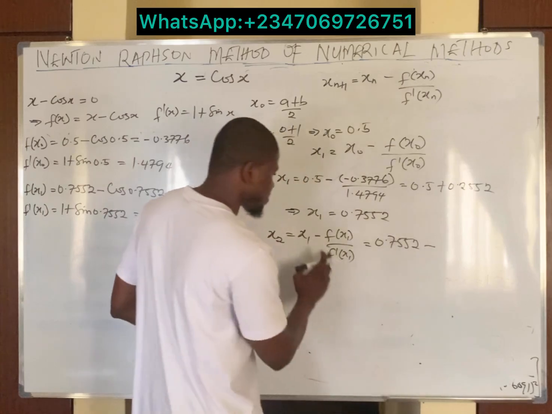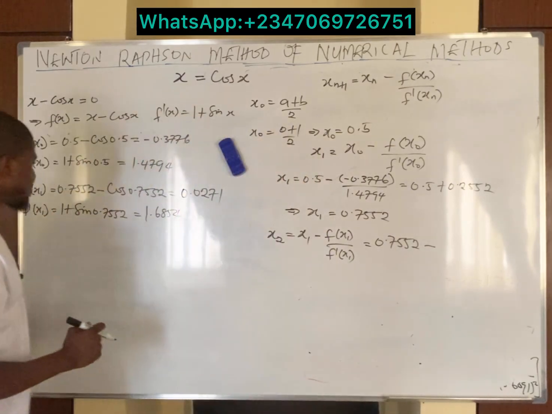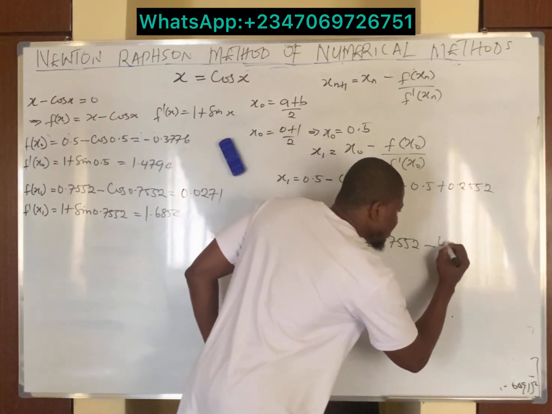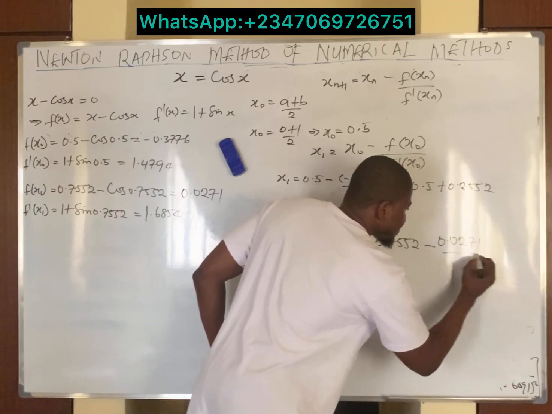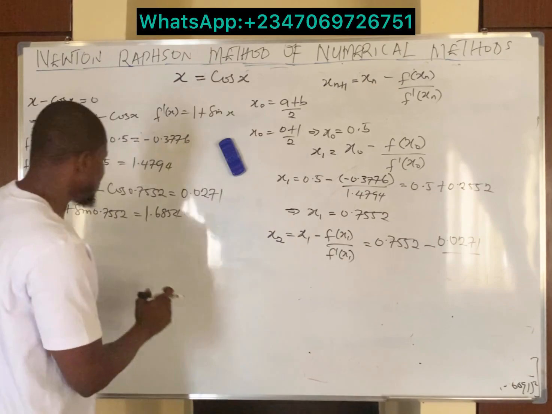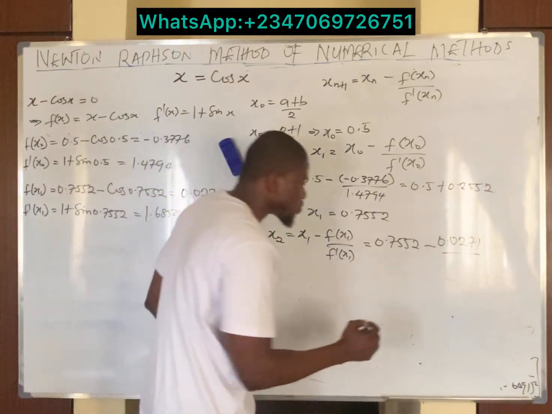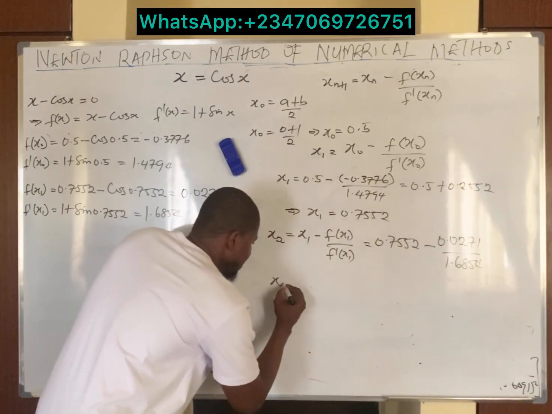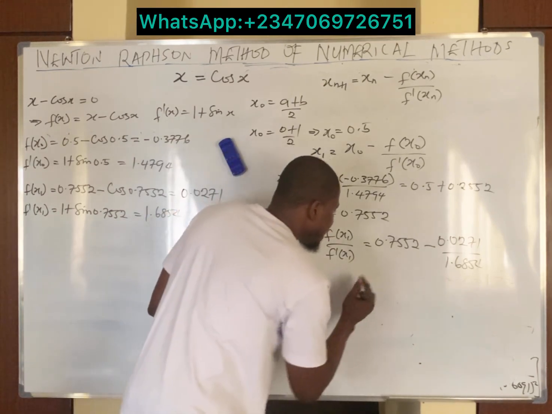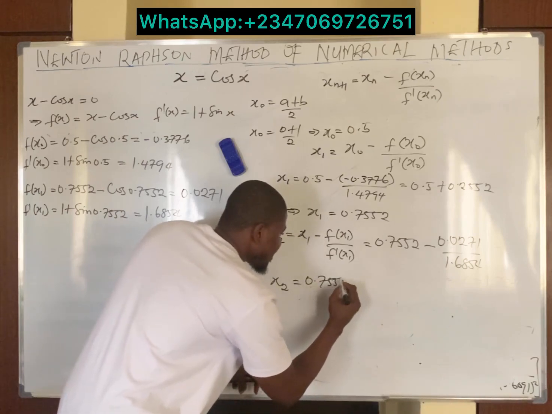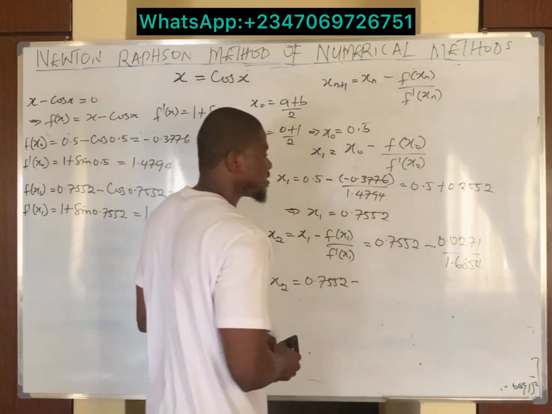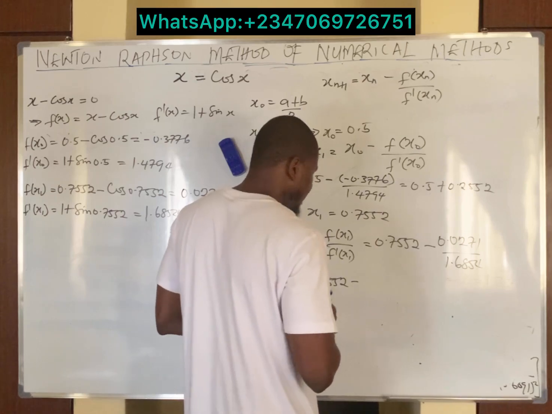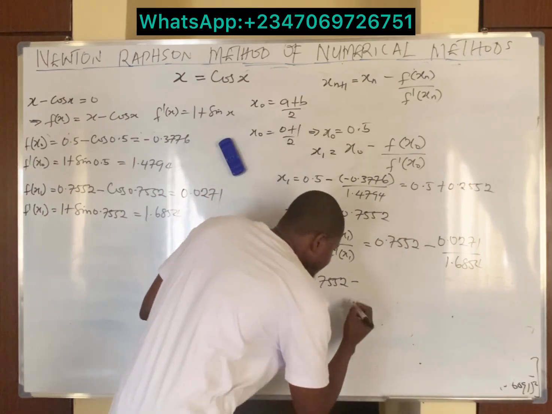So having found this, now we can simply plug into the formula to find the second root. So we have f of x1, which gives us 0.0271. So minus 0.0271 divided by f prime of x1, which gives us 1.6854. So this means our second root is going to be equal to 0.7552 minus, let us find this ratio. Okay, so 0.0271 divided by 1.6854. That ratio simply gives us 0.0161.